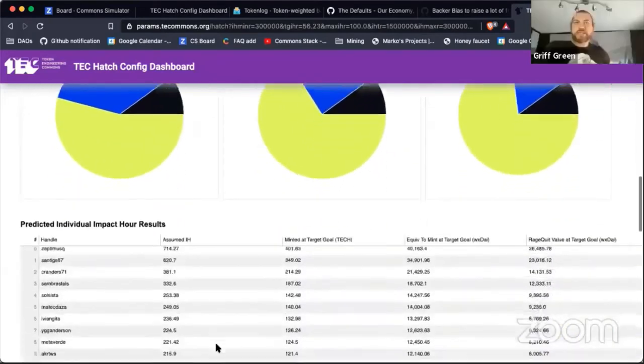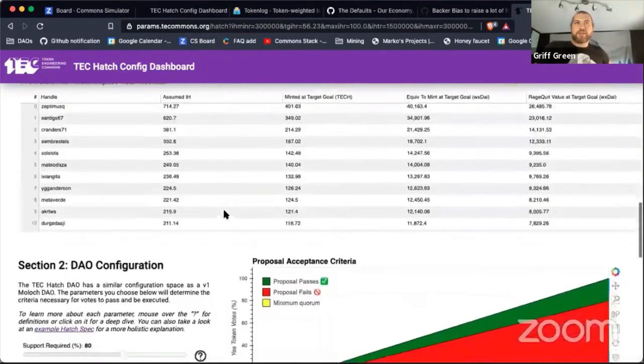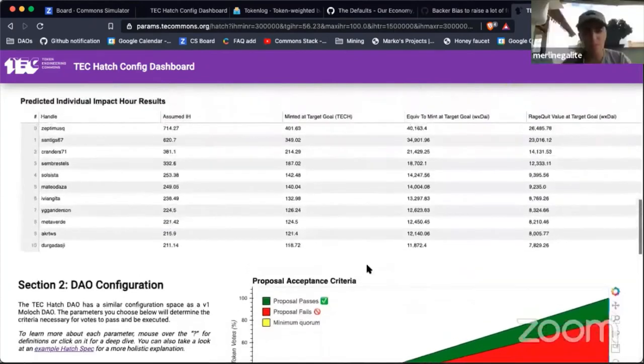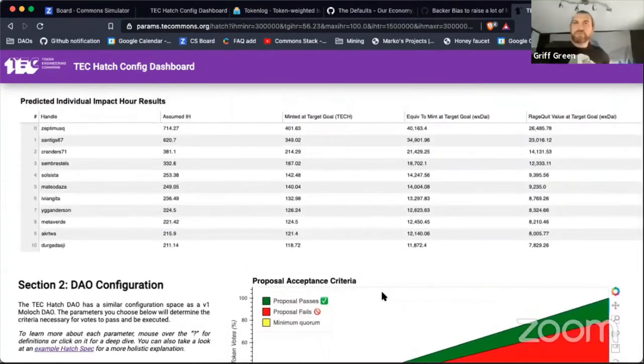What I'd say is there is this idea of impact hour debt, and that's kind of critical here. Effectively this rate affects the rage quit value at target goal and affects the impact hour rate. We're estimating about 10,000 impact hours. So if we don't raise enough, then those impact hours will not be worth very much.